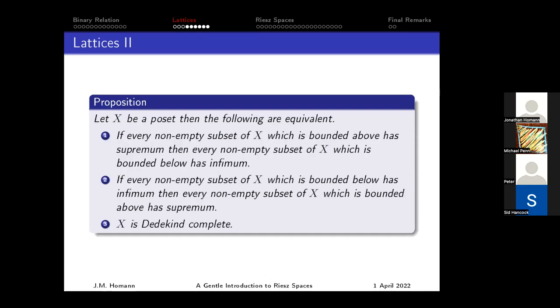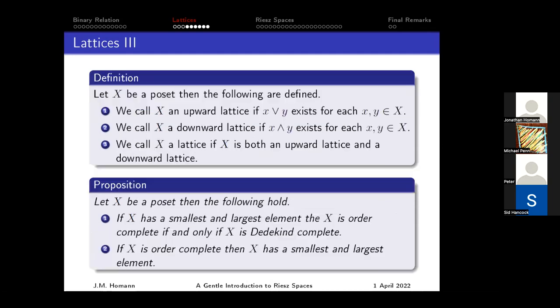Okay, so now we'll make a proposition that if X is a poset, then the following statements are equivalent. If every non-empty subset of X which is bounded above has supremum, then every non-empty subset of X which is bounded below has infimum. And if every non-empty subset of X which is bounded below has infimum, then every non-empty subset of X which is bounded above has supremum. And finally, this is equivalent to saying X is Dedekind complete.